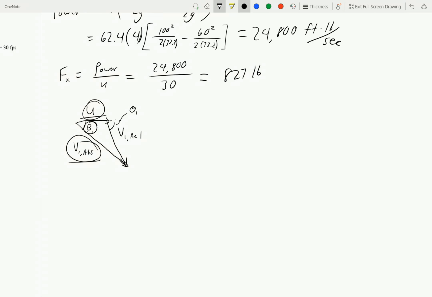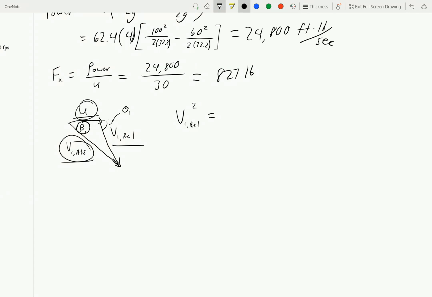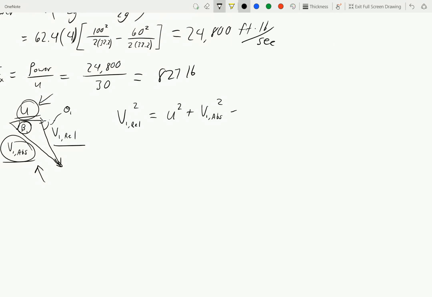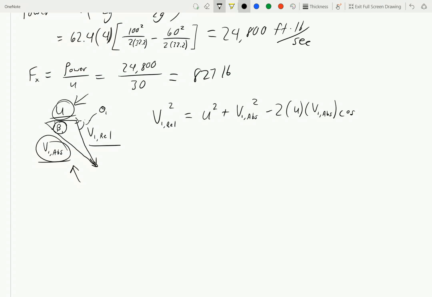So to do that, we have the relative velocity squared. This is using the law of cosines. So we have this side here squared, which is equal to the other sides squared added together, so this side up here squared plus this side right here squared, and then minus 2 times those sides again, times the cosine of the angle opposite this V relative side, which in this case is beta 1.